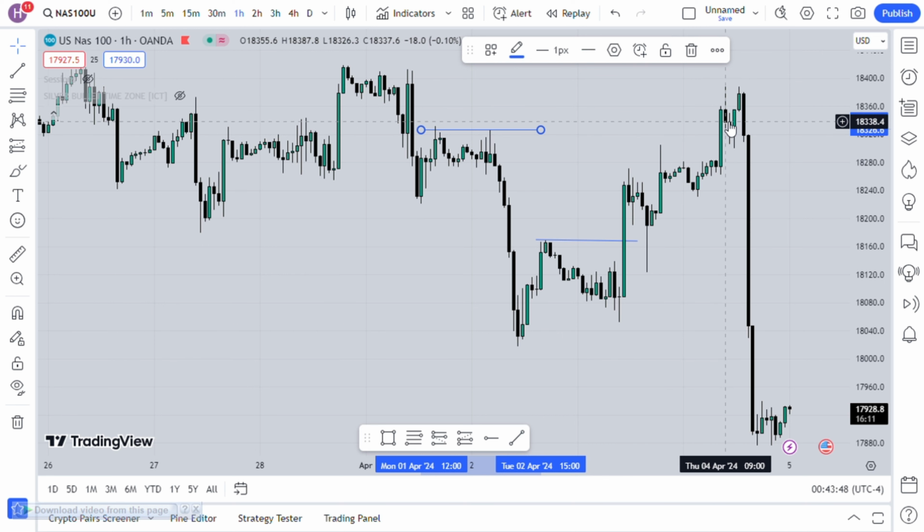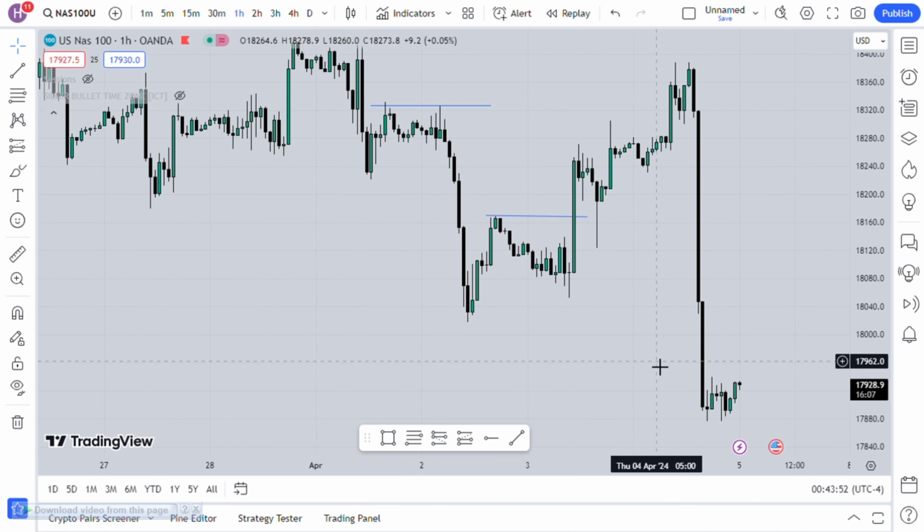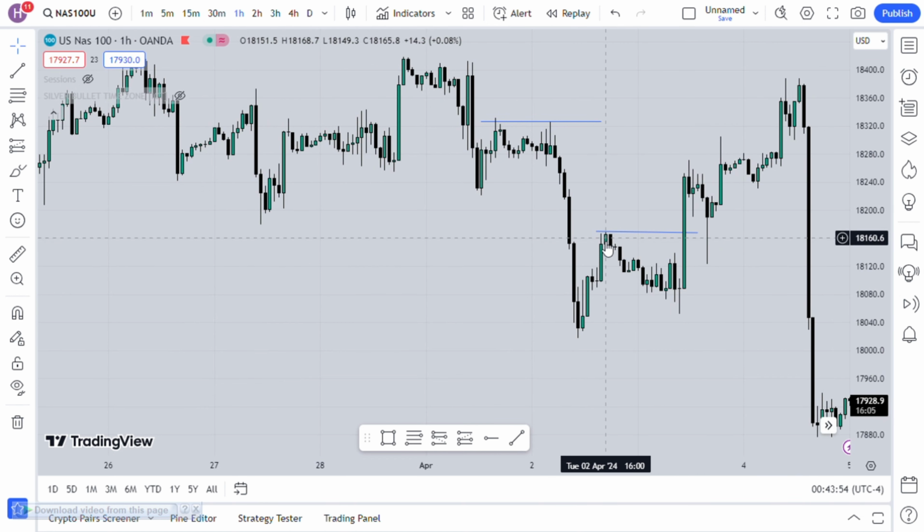And we're going to identify this market structure shift and the relationship on how you can capitalize on this strategy with the lower time frame, so that you can identify the true market structure shift and how to capitalize and get the trades from it. So let us dig in.